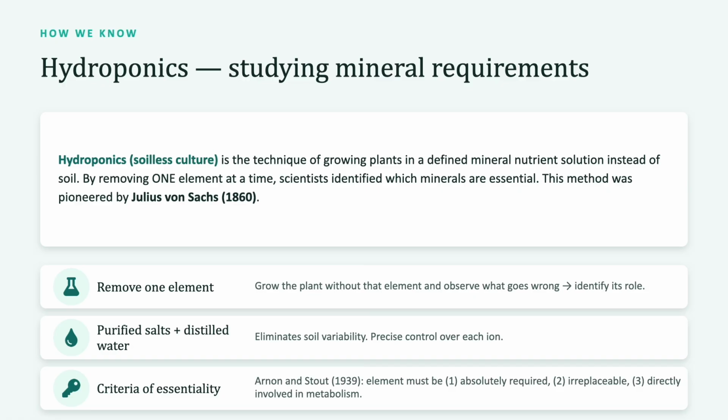Arnon and Stout later set three criteria for an element to be called essential. It must be absolutely required for the plant to complete its life cycle. It cannot be replaced by any other element, and it must be directly involved in metabolism, not just needed indirectly.